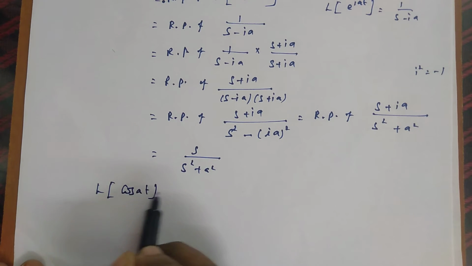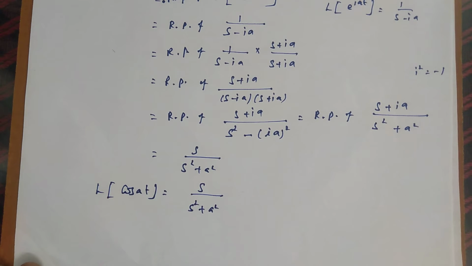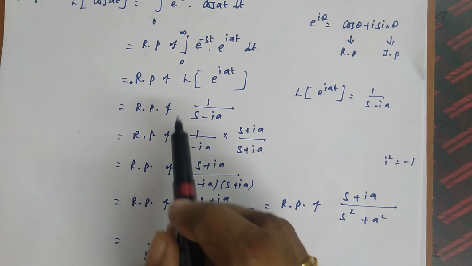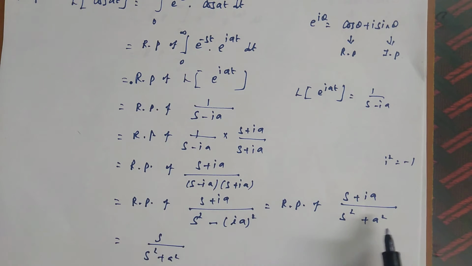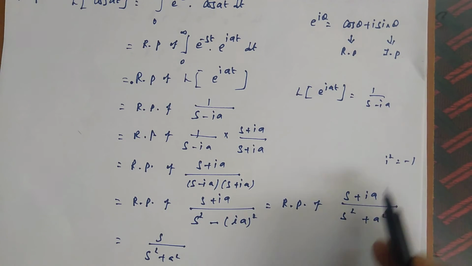So L of cos AT, the answer is s by s square plus a square. By the same manner we have to prove the result for sin AT. Sin is nothing but the imaginary part. So instead of writing like this, we have to write it as the imaginary part. What is the imaginary part in this one? A by. So obviously the sin result is a by s square plus a square. So instead of writing the real part, if you are proving for the imaginary part, we can get the result.